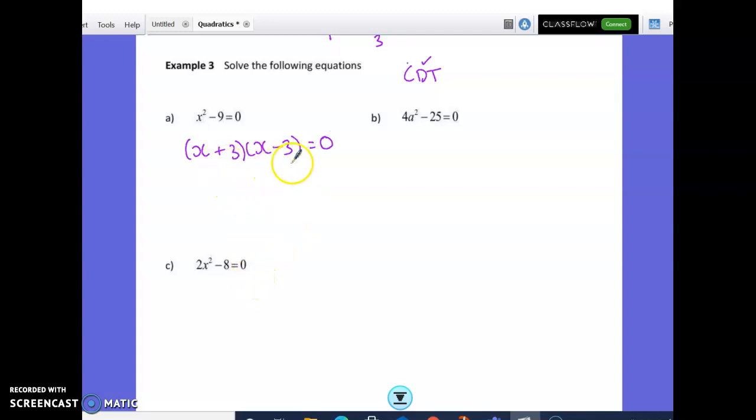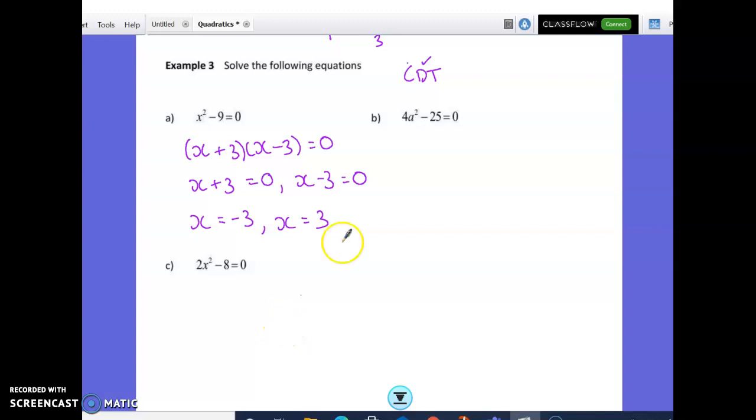I've now got something times something equals 0, so I can separate out my brackets. So I get x plus 3 equals 0, x minus 3 equals 0. So we get x equals minus 3, x equals positive 3.